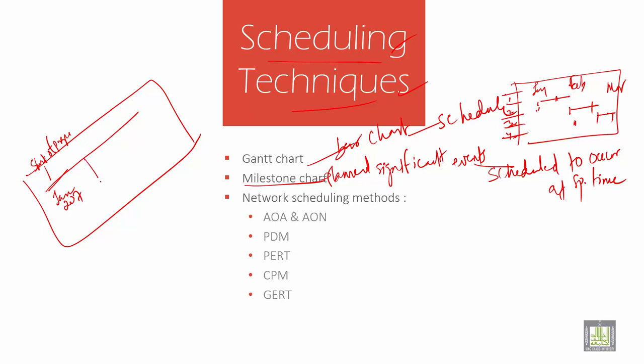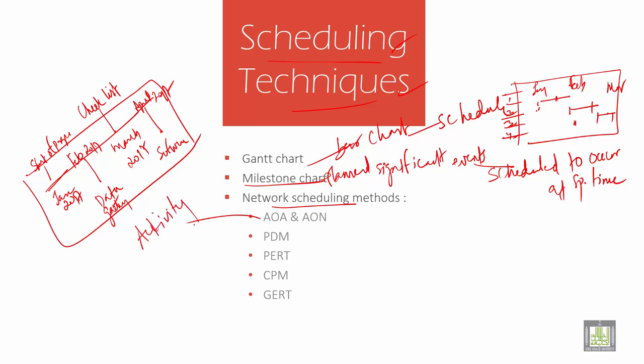Then here is data gathering, in February 2017. Then another one in March 2017: a checklist analysis, a checklist for the project. Similarly, here is developing software in April. This is how the milestone chart is designed. Then we have network scheduling methods like AOA, activity on arrow, and AON, activity on node. These are the important scheduling techniques.